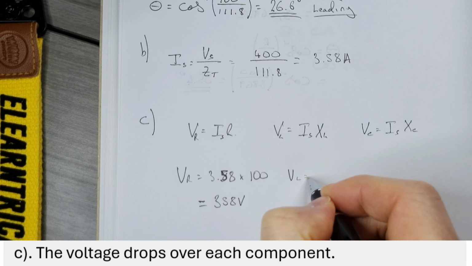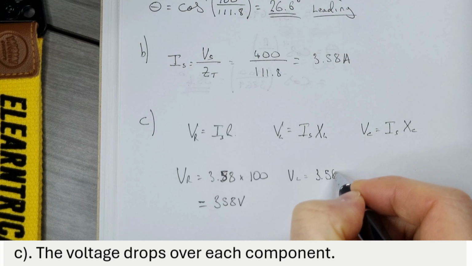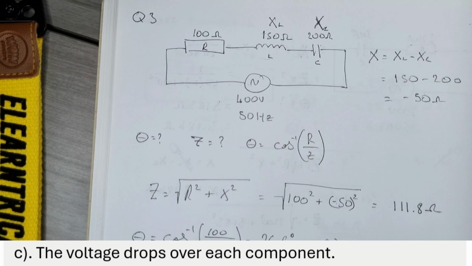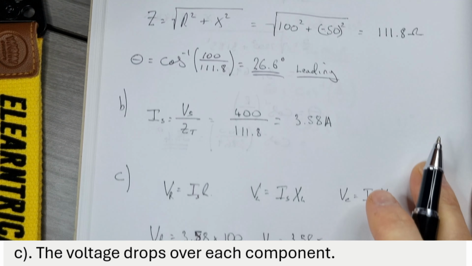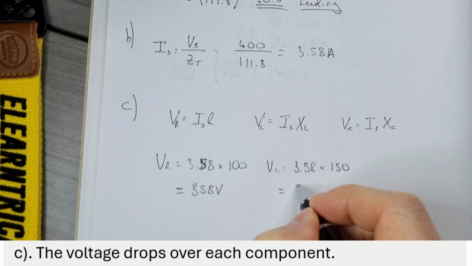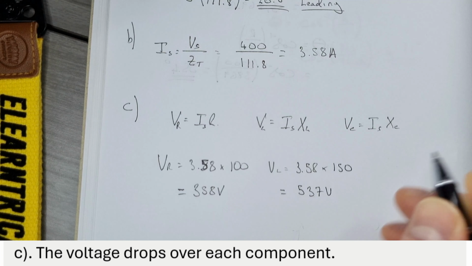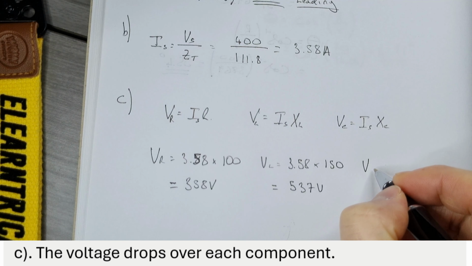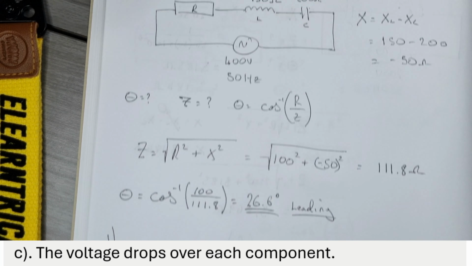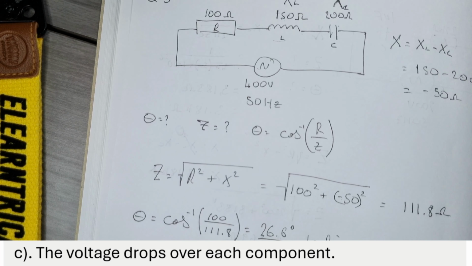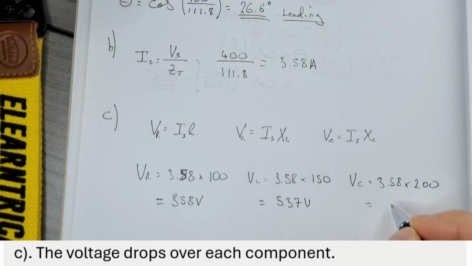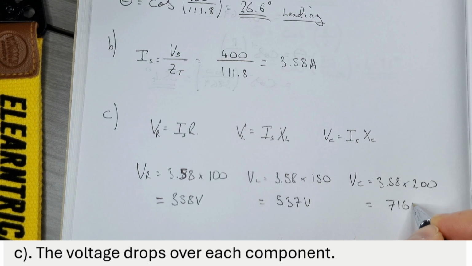Voltage over the inductor is again our 3.58, this time multiplied by XL. Remember, XL, we're told, is 150 from the question. And that gives us 537 volts. Finally, voltage over the capacitor is our 3.58 multiplied by our capacitive reactance, which was 200 from the question, which works out to be 716 volts.